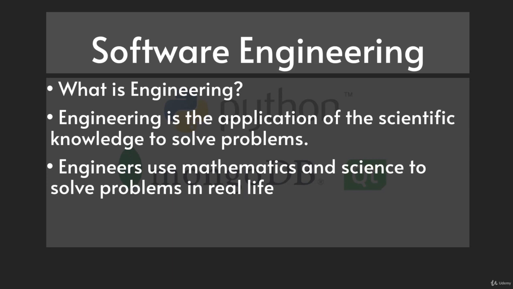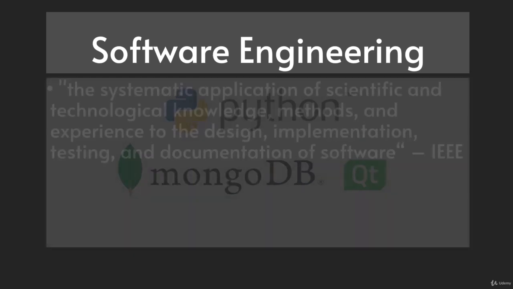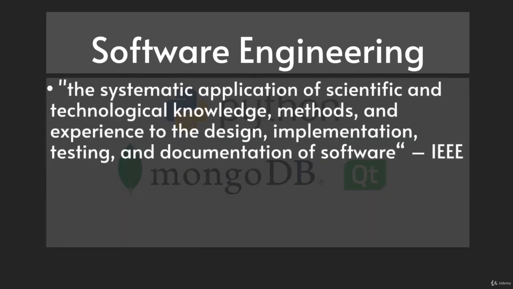So you know how to program, you know how to code. Well, now you have to write code, and you have to write applications that solve problems, and you do that by writing software. So what is software engineering then? Well, software engineering, according to the IEEE definition, is a systematic approach, systematic application of the scientific and technological knowledge, methods, and experience to the design, implementation, testing, and documentation of software.